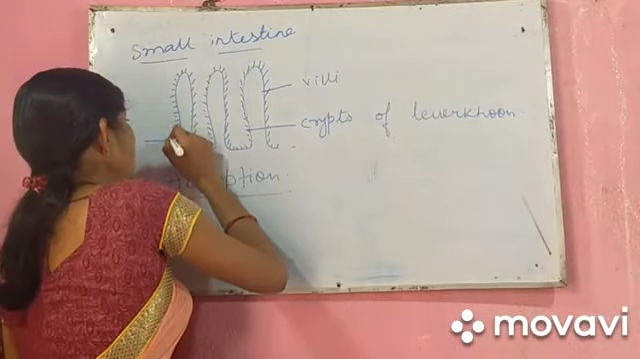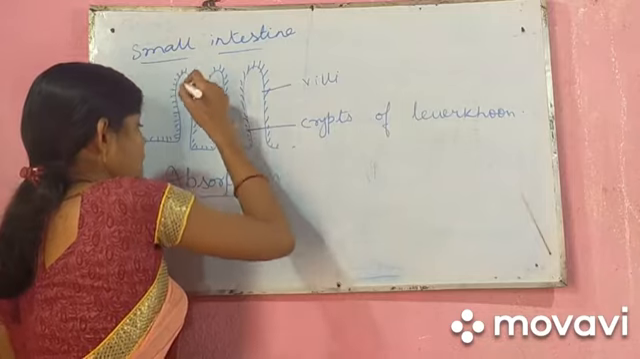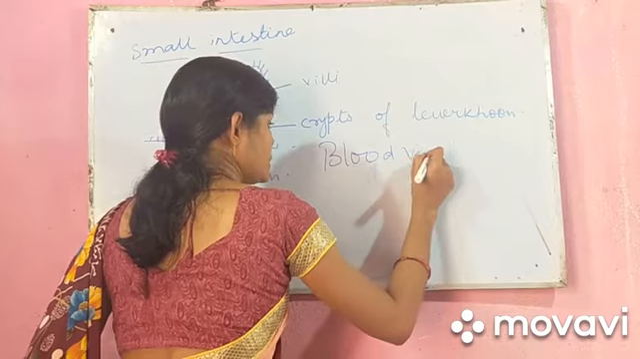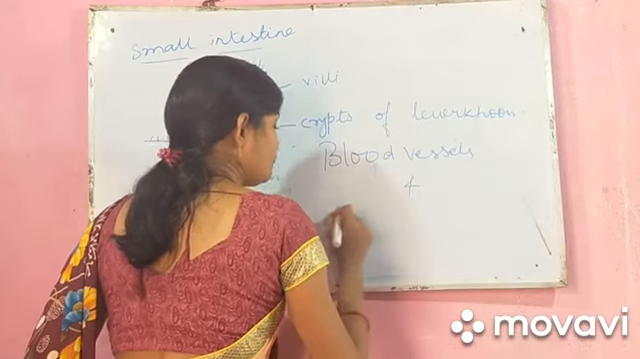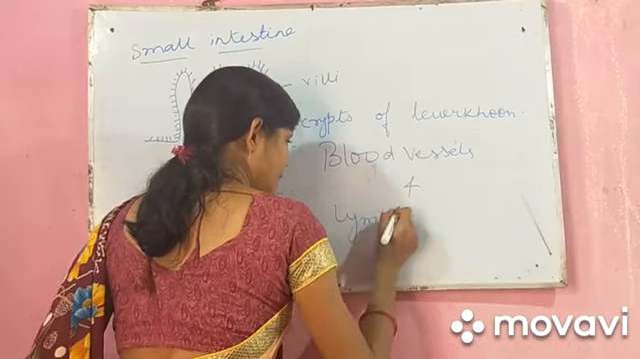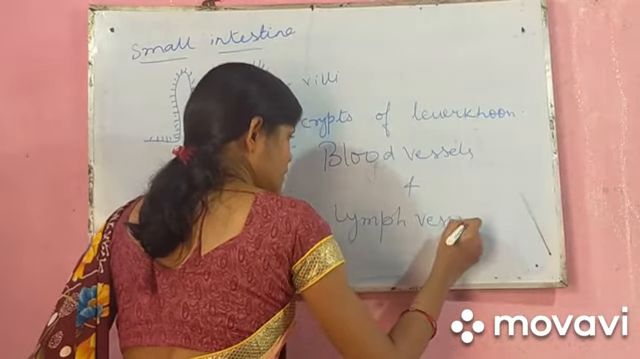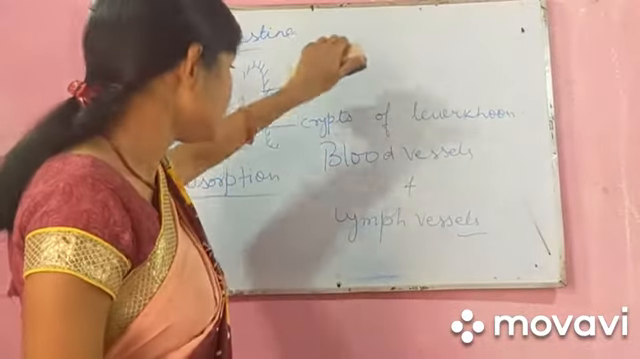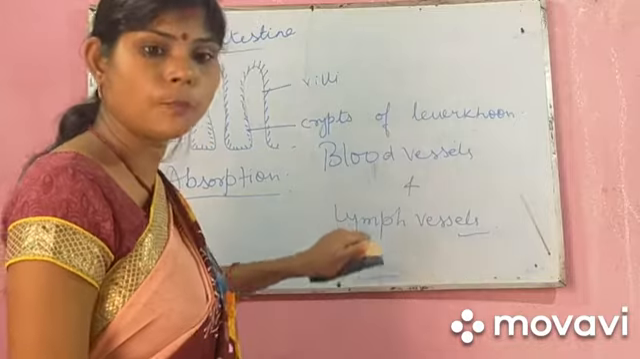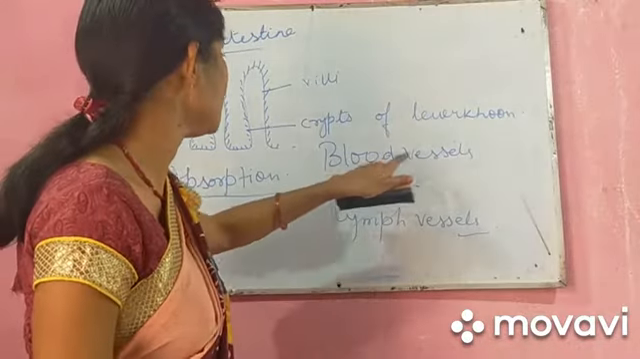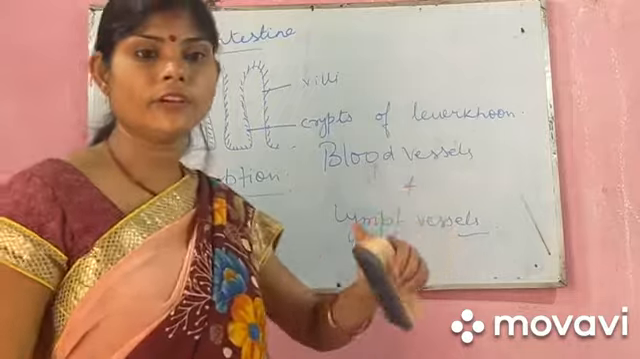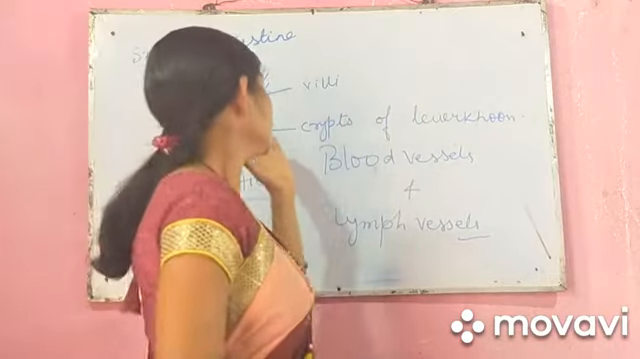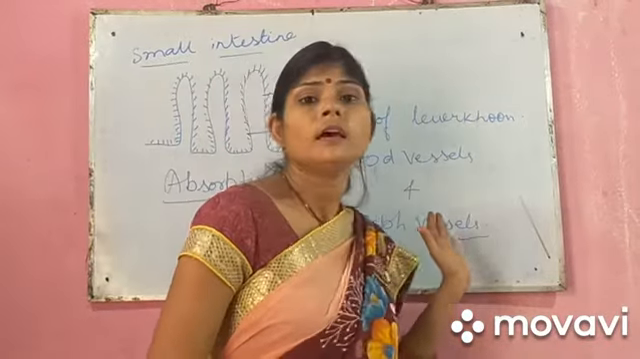there is the inner wall. These inner walls are lined by blood vessels and lymph vessels. Here, the digested food particles will pass through these blood vessels and these lymph vessels. So, this small intestine has this lining of blood vessels and lymph vessels.